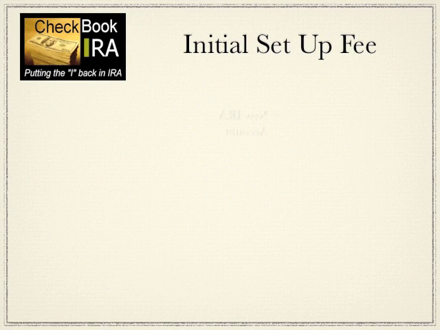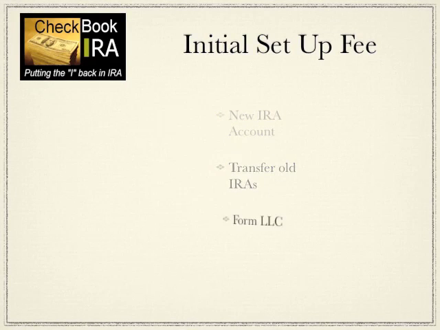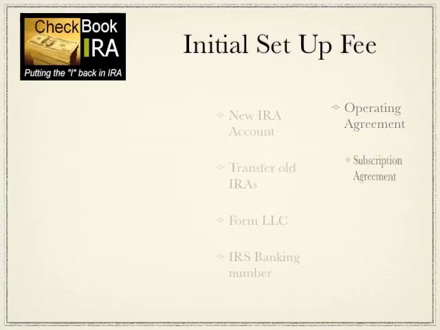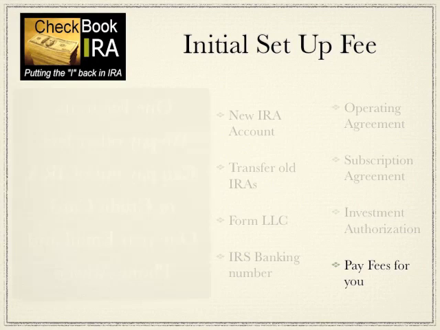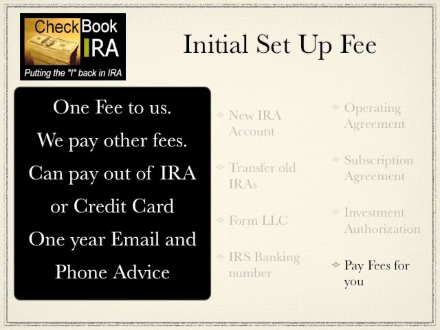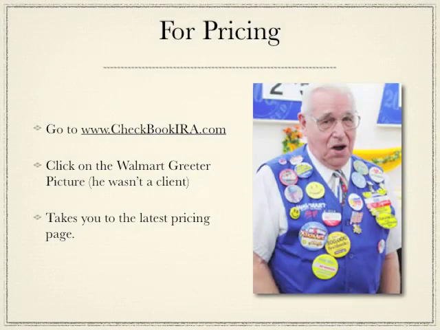Now, the initial setup fee: we're going to do the new IRA account, we'll do the transfer, the forming of the LLC, the EIN number, the operating and subscription agreement, the investment authorization, and pay all your fees for you. You'll pay us one fee. We pay all the other fees because you can't pay them. You can pay out of the IRA or via the credit card, and we give you 1 year email and phone advice.